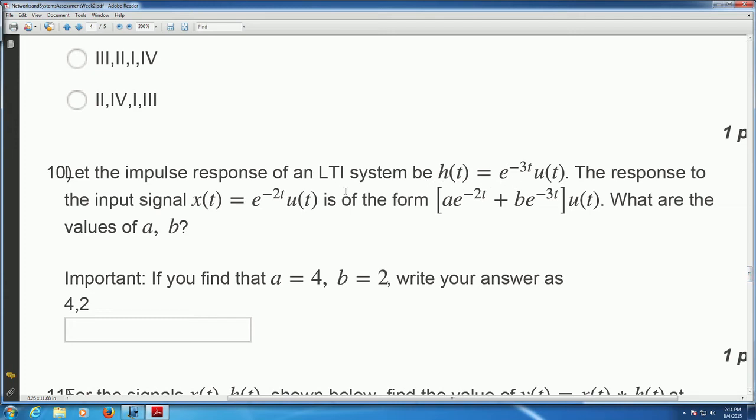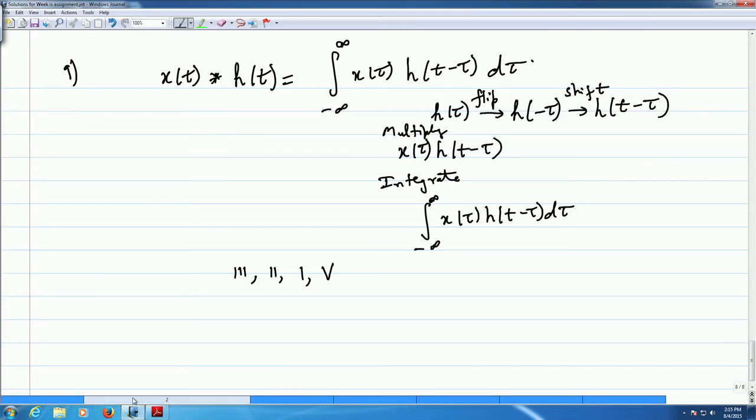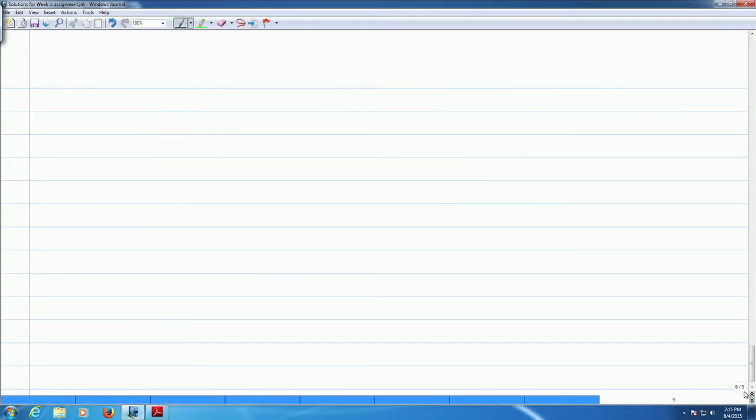So, the impulse response of an LTI system is given to you, and you are given an input signal x of t, and you have to find the response. Okay. So, you have to find the response, and we are asking you for some constants in the response. Okay. So, if you find the response, you can easily pull out this constant. Okay. So, let's just write that question once again. I am sorry, h of t is e power minus 3t u of t. Okay. So, that is question number 10.